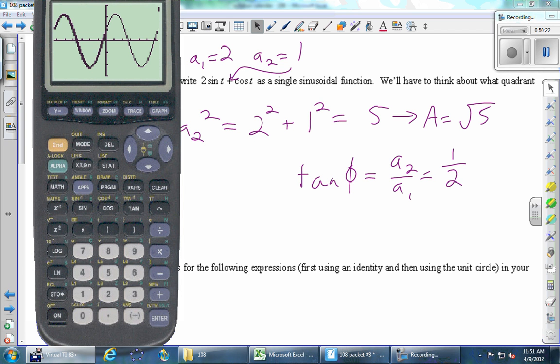So we figured out what that complicated 2 sine of t plus cosine t is really. It is really a single sine function with a funny amplitude and a little bit of phase shift, and that's it.